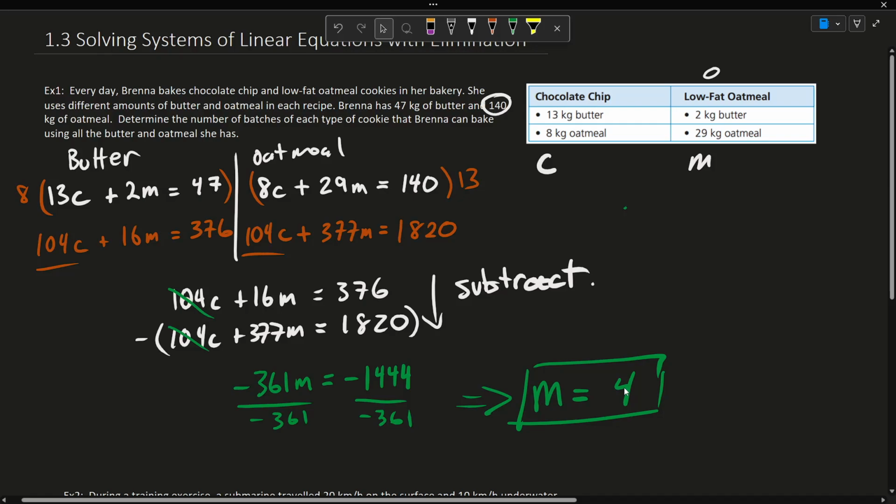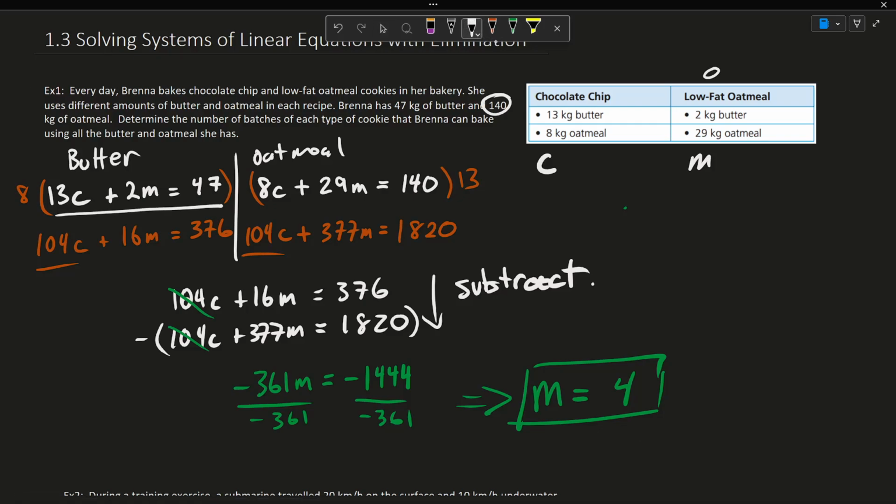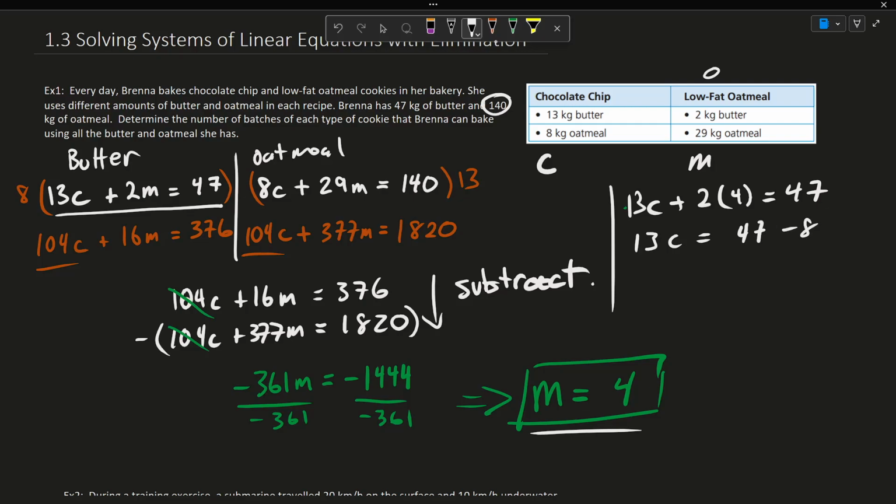Now you might say, well, how am I going to get the C value? I'll take this formula back here again, and write it down: 13 times C plus 2 times M. But remember, M is 4. We discovered that here. That equals 47. And so I've got 13C is equal to 47 minus 8, because I'm going to take this 2 times 4 and subtract it over to the other side.